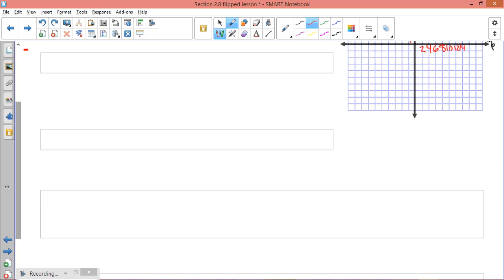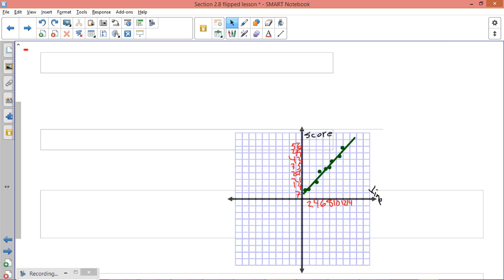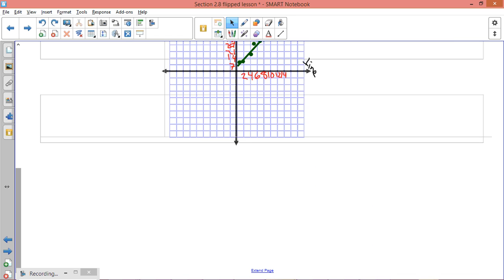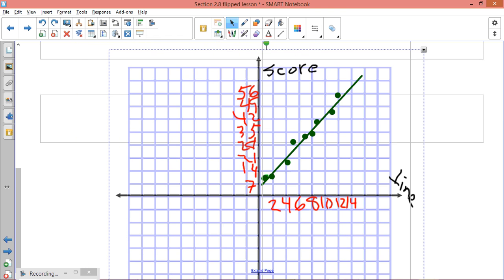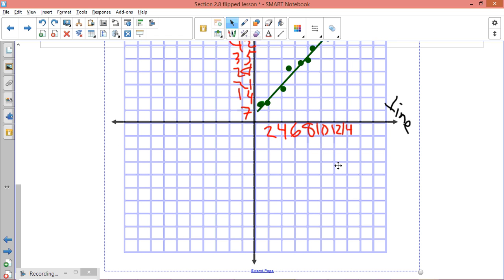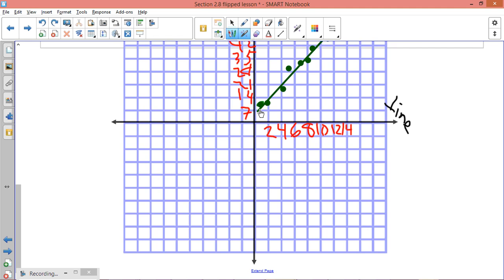In fact, you know what I'm going to do? I'm going to move this down just a little bit so I can make it a lot bigger so that you guys can see what it is I'm talking about here. Okay. So I want my y-intercept. It looks like the y-intercept is going to be somewhere right about here.